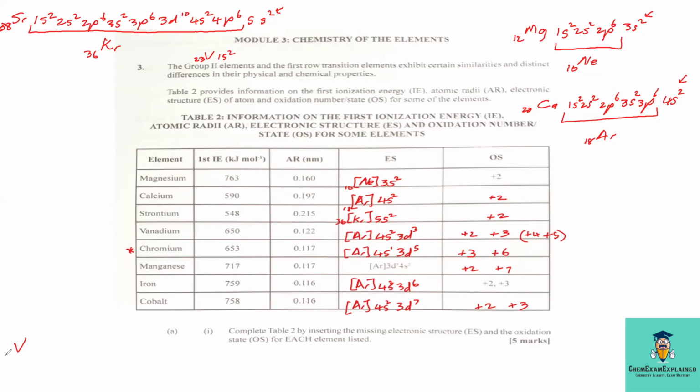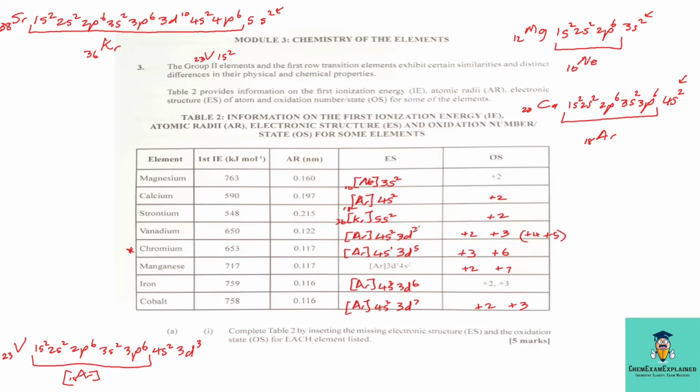For vanadium, the atomic number is 23. So we need 1s2, 2s2, 2p6, 3s2, 3p6, and 4s2, 3d3. And this is the configuration for argon, which is 18. So you could write the shortened form of the electronic configuration, which is argon 4s2, 3d3.